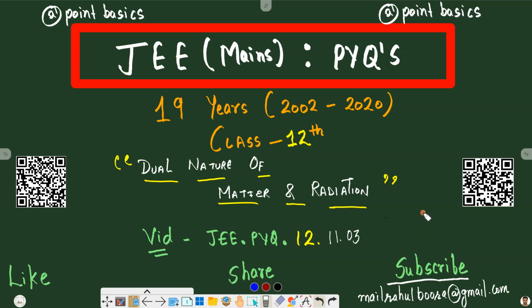Welcome back, everybody. This is our third class in the JEE Mains previous year question series for the chapter Dual Nature of Matter and Radiation. Before this video, we have made two videos in this series, and all of those videos are available on our channel's playlist section.